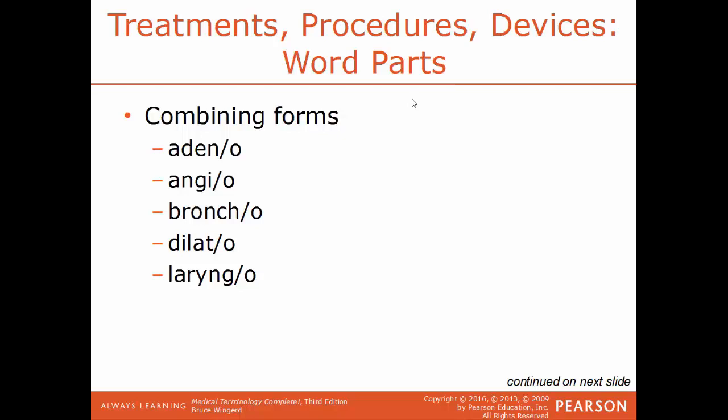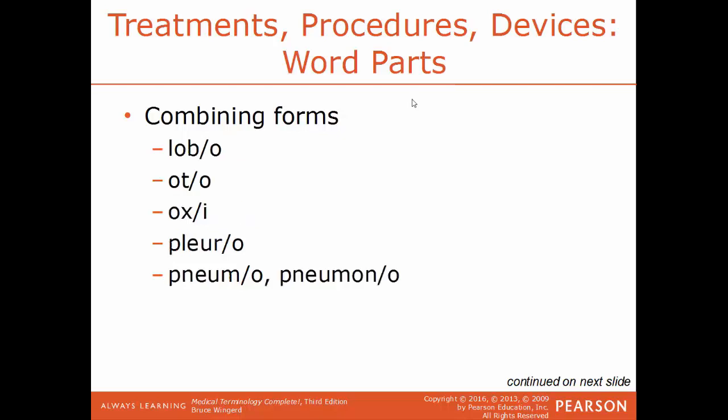Dilato means to dilate or to expand or enlarge. Laryngo is reference to the larynx or the voice box. So our next group of combining forms. Lobo is reference to a lobe. Now for this system, we'd be talking about a lobe of the lung. Auto is a reference to the ear. Oxy is a reference to oxygen.